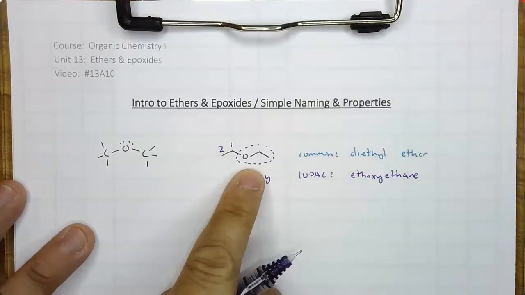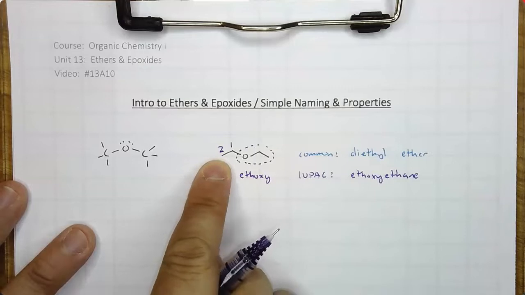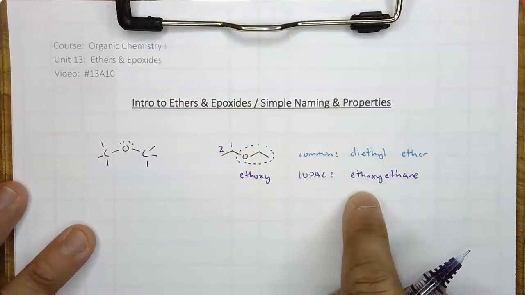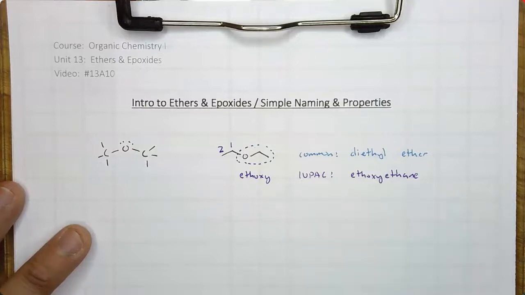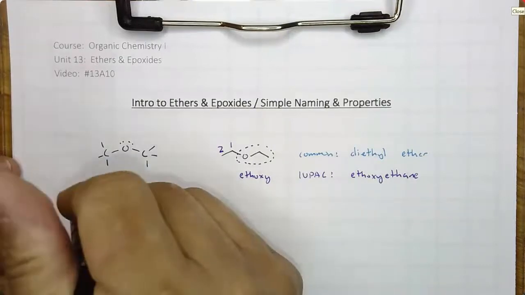Now, if this group was on carbon number 2, then actually that carbon would be carbon number 1. That's why you don't put a 1 here. You don't say ethoxy 1-ethane. Let me go over one other example, or maybe, one other example for now. Let's try this one here.